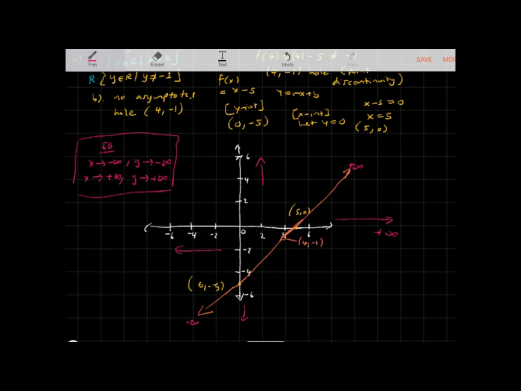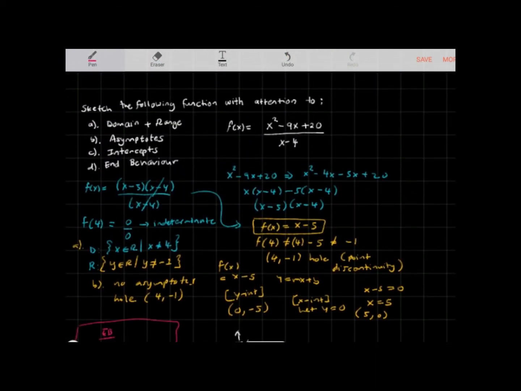So that's the idea behind this. It's relatively straightforward in terms of a rational function and sketching it if you can see the presence of the hole. So make sure, if there is a quadratic trinomial, that you factor first and then analyze.